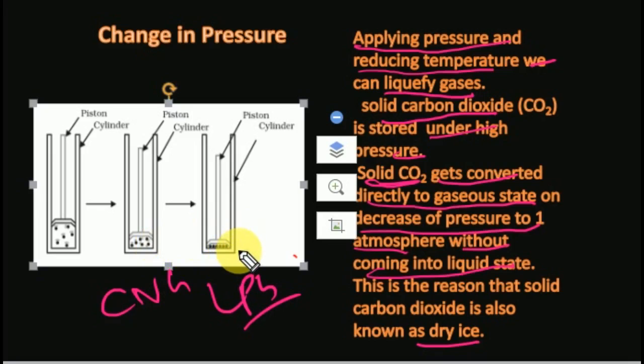So these are all about the change in pressure. What happens? With change in pressure, particles come closer. If they come just closer, not widely separated, then it is liquid. When they are closely packed, particles come together on applying pressure on the gaseous particles, then they become solid. So that's all about how this change of state of matter takes place.